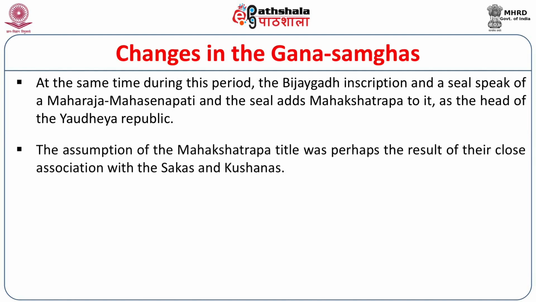Now this is very interesting because the assumption of the Mahasatrapa title was perhaps the result of the close association with the Shakas and Kushanas, and secondly, what is important to note is that they were Ganas, but now they were moving into a kind of monarchical structure because they were using this title of Mahasatrapa or Mahasenapati, Maharaja. These were monarchical titles. So the changes could be perceived in this sphere.